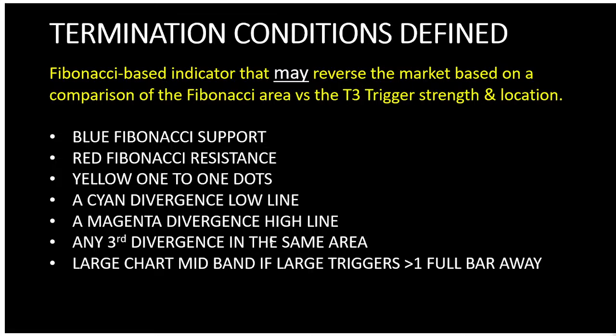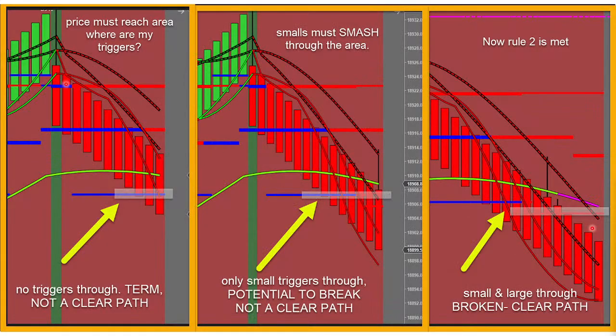All of these lines are where decisions are made, where the people in control pushing it down are going to make decisions. So the first thing that must happen to identify a termination condition is that price reaches the area. Your dynamic Renko bars come down and make contact with the area.